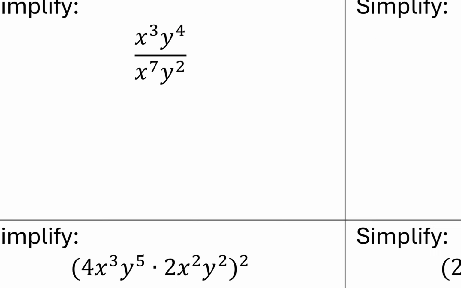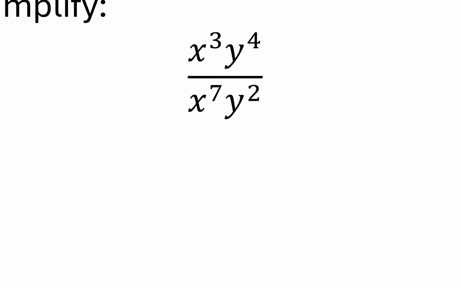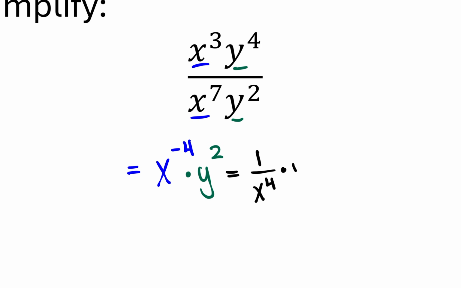For the next one, we have division. So we have to subtract the exponents. So we have x to the 3rd divided by x to the 7th. That's going to give us x to the negative 4. Then we have y to the 4th times y to the 2nd, divided by y to the 2nd. So that's going to be what? y to the 2nd right there. And this is going to give us a final solution of 1 over x to the 4th times y to the 2nd, which is going to give me this solution, y to the 2nd divided by x to the 4th.